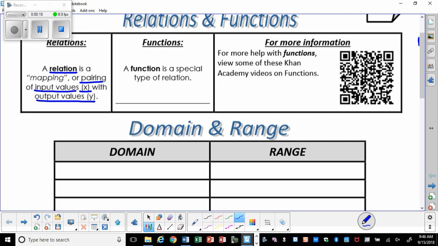A function, all right, is where it's a one-to-one. Each x value has one y value. All right. So with a function, you can predict what is going to come out. You put in a number, and there's only one number that could come out. You know what it has to be.